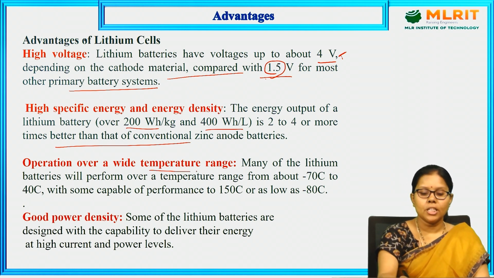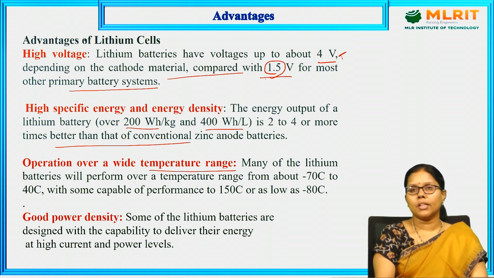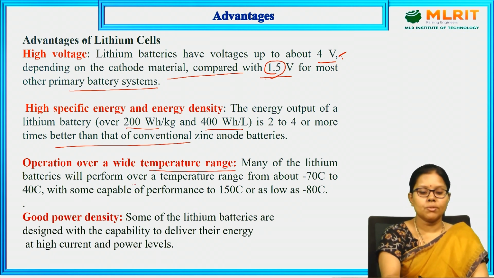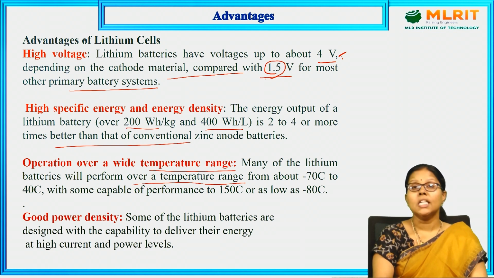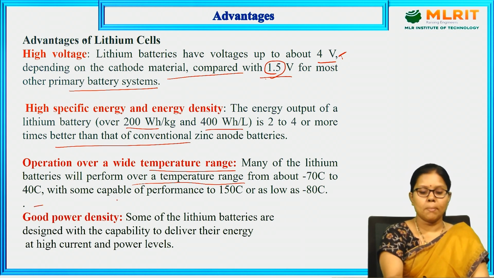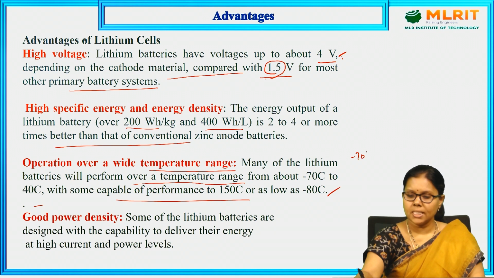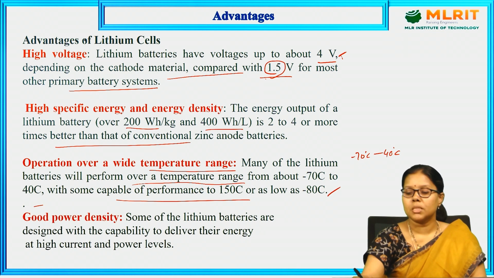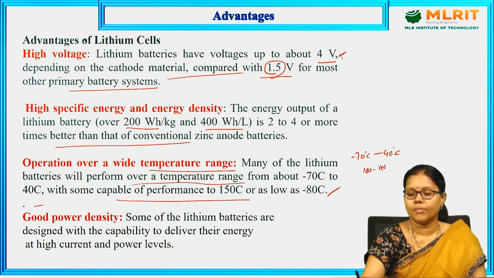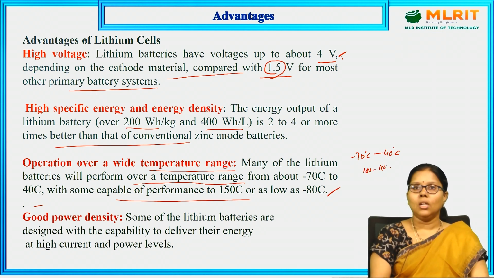Operation over a wide range of temperature. These batteries can work from minus 70 or minus 80 to plus 100 degrees centigrade or above. Many of the lithium batteries will perform over a temperature range from minus 70 to 40, with some capable of performance down to as low as minus 80. So minus 70 to 40 for most of them, and some special ones up to 100 to 150. Okay, good power density.